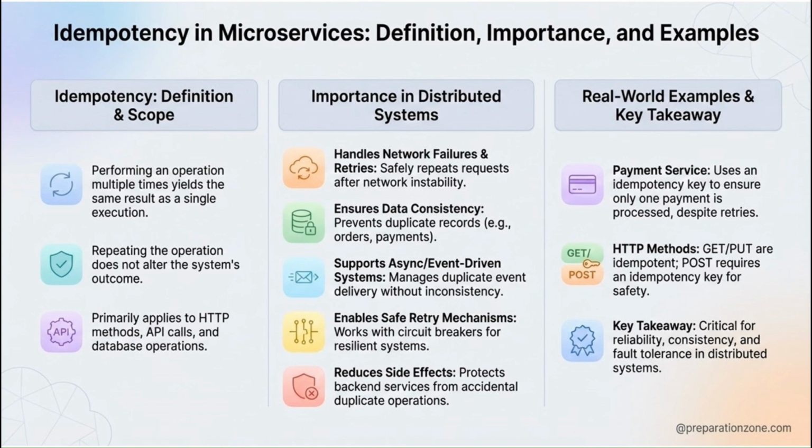So here is the big takeaway. The big picture is simple. Idempotency is one of the foundations of reliability in distributed systems. It lets us handle retries smoothly, prevent duplicate actions, protect our data, and keep the system stable, even when the network is not there. In short, idempotency makes microservices safe.